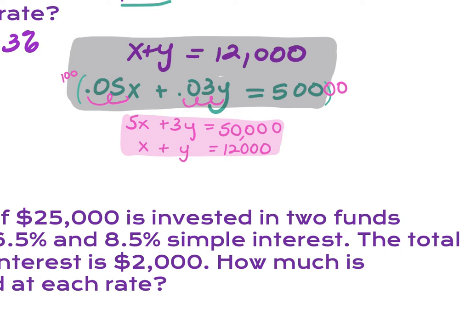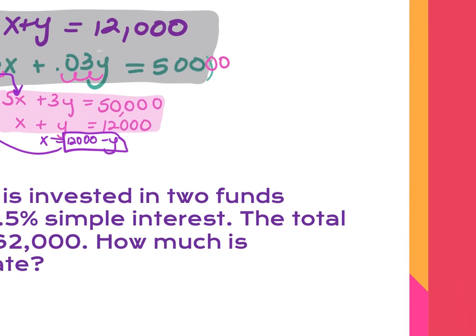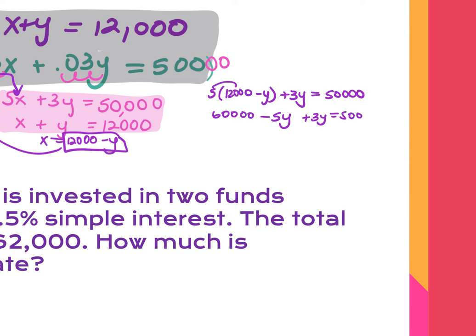Which equation are you going to pick to solve for? Second, I would definitely recommend not having to isolate the 5 or the x or the y in the first one. And which variable do you want to solve for? Let's solve for x. So x would equal 12,000 minus y. And then I'm going to take that and plug it in here. So 5 times 12,000 minus y plus 3y equals 50,000. Distribute this in. So 60,000 minus 5y plus 3y equals 50,000.